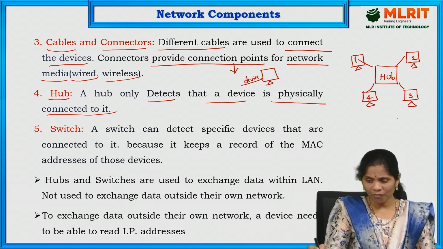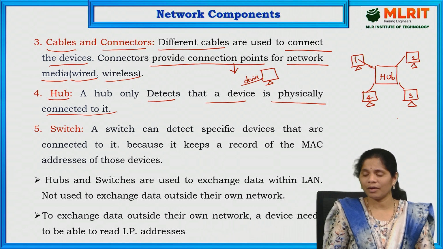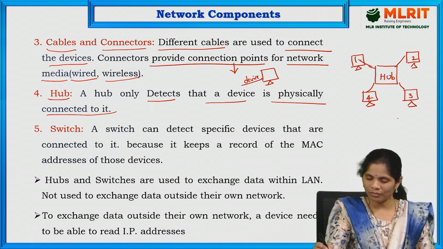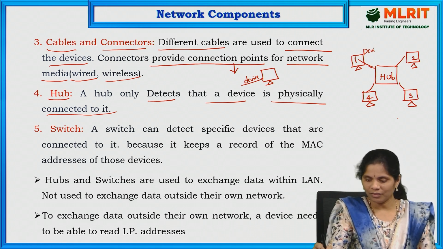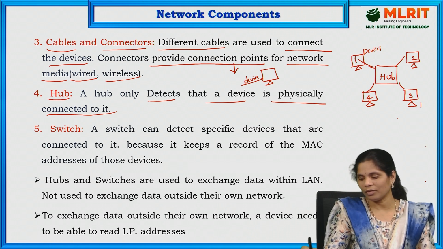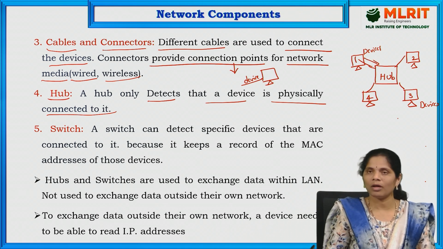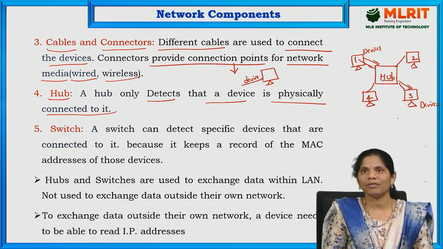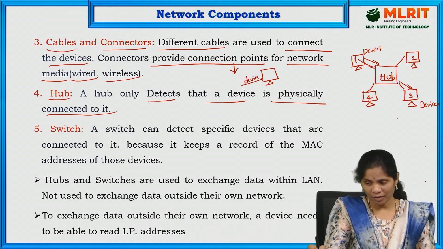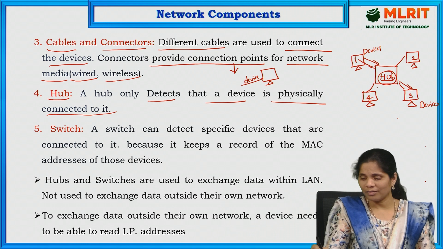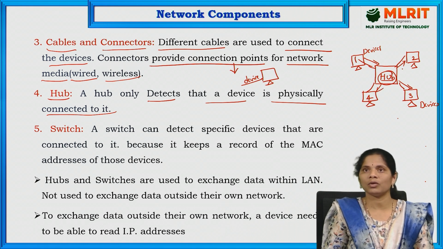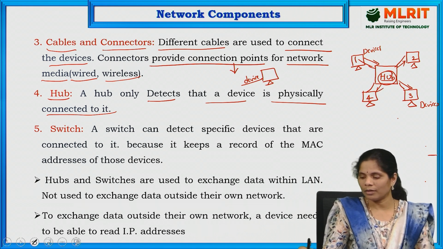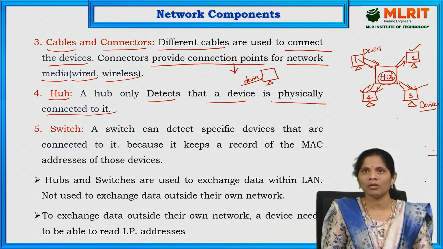Whatever data is transferred from a particular device is sent to the hub only. Suppose I want to transfer the data from device 1 to device 3. How is it going to be transferred? First, the data is sent to the hub. After receiving it, the hub sends the data to all other devices connected to this particular hub, not only to device 3.